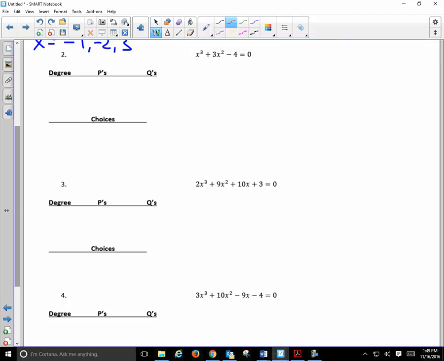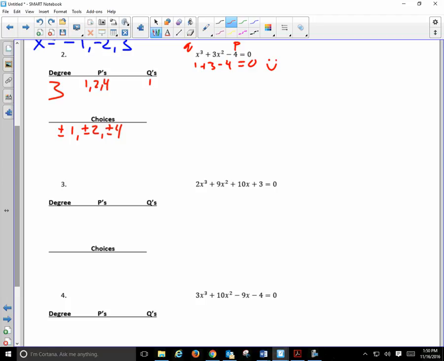What's the degree? Do you see a way that it factors? Because I don't. So we check out our p's and we check out our q's. Yep, 1, 2, and 4. Q's are 1. So what are my choices? Awesome. What do you want to plug in first? 1. 1 plus 3 minus 4 is 0. Smiley face. Awesome.